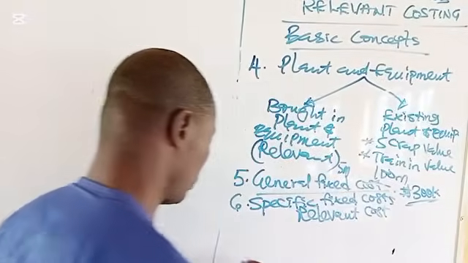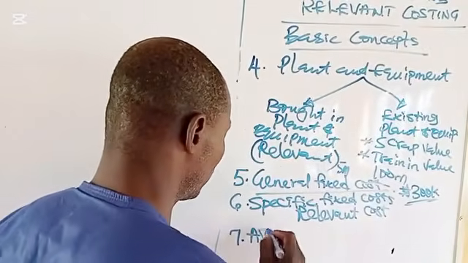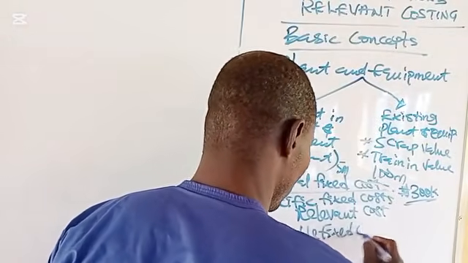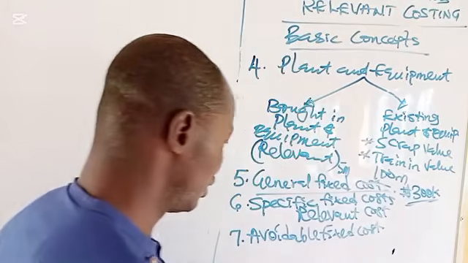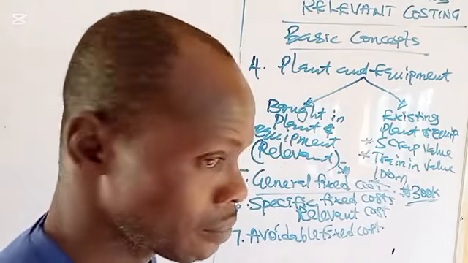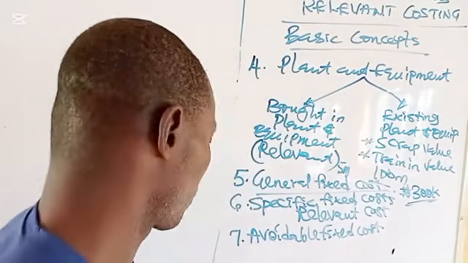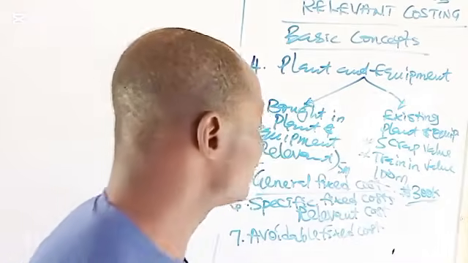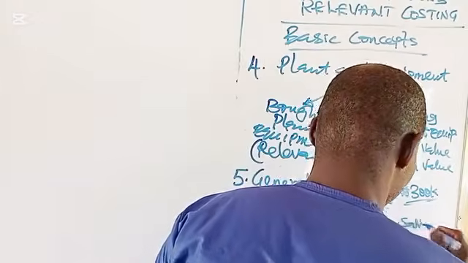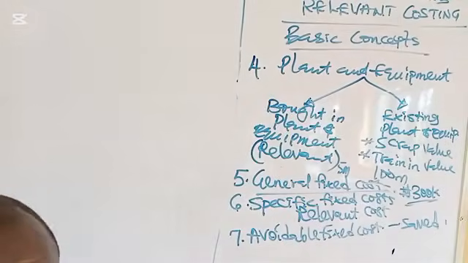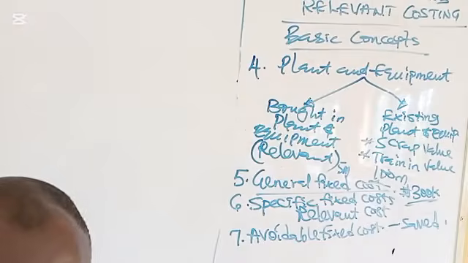Avoidable cost. I have avoidable fixed cost. We can still check them to mean the same thing. Avoidable fixed costs are the fixed costs that can be saved. Costs that can be what? They can be saved. That means you can do without them. You can avoid them.